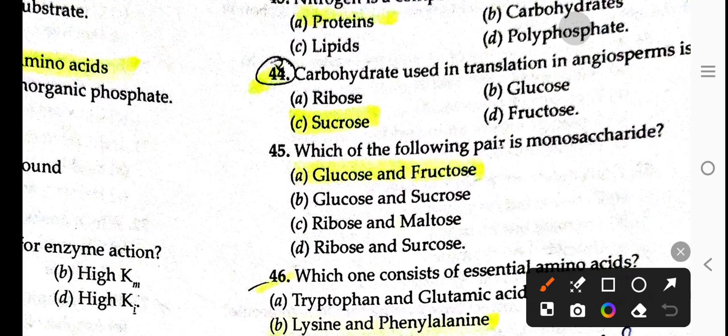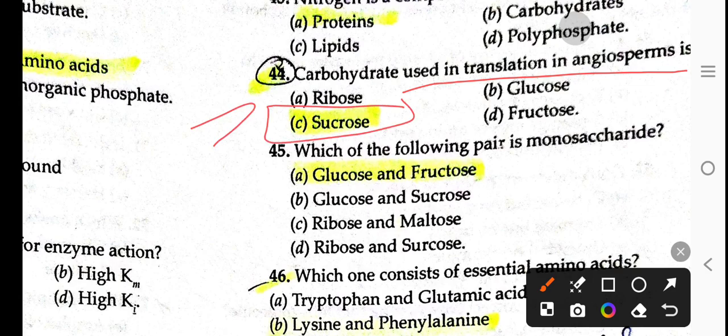Carbohydrate used in translocation in angiosperms is sucrose. Very different, unique question. Which of the following pair is monosaccharide? So glucose and fructose. In the second option, sucrose is a disaccharide, and the third and fourth both contain disaccharides.